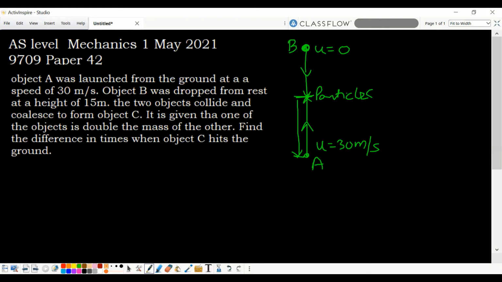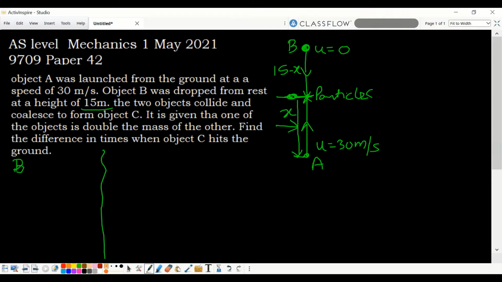Okay? And we are especially interested in this distance because they will drop from here, from this point of collision. So we will take this as x. That means because the total height is 15 meters, the remaining height will be 15 minus x. Okay, so let's make different equations for them. So I'm making one for object B.